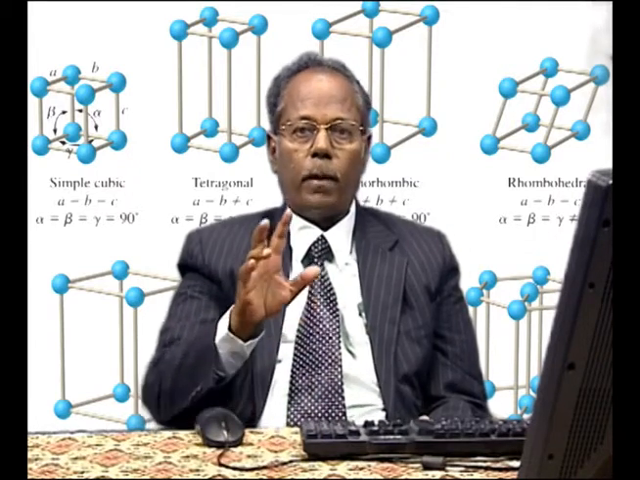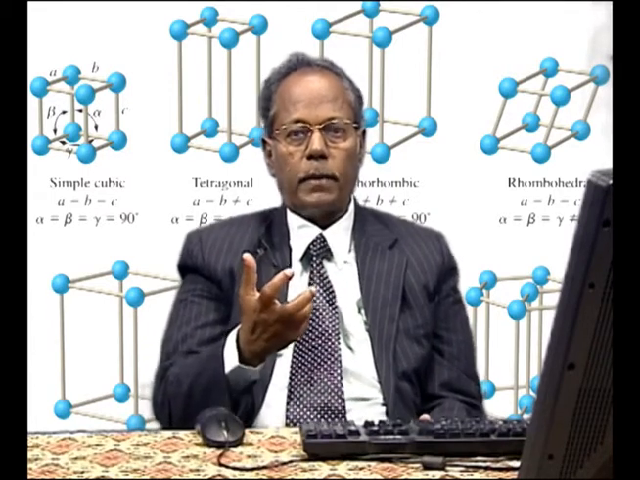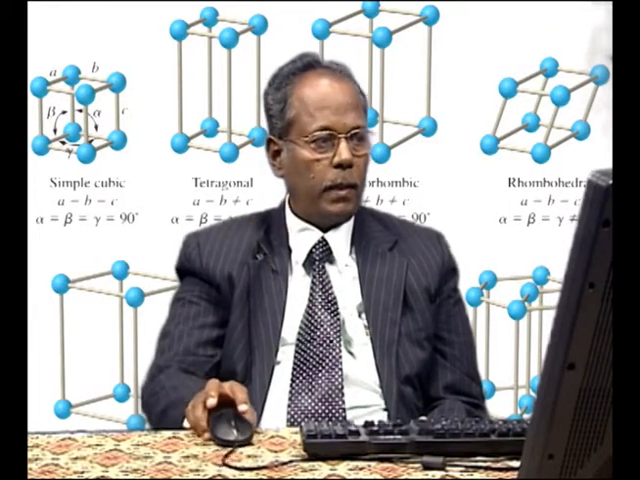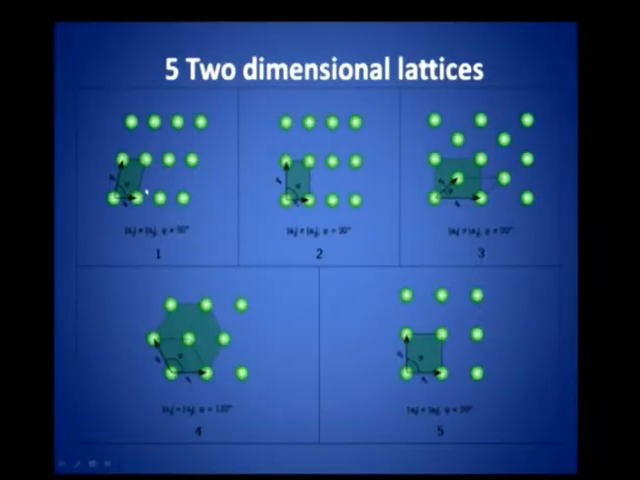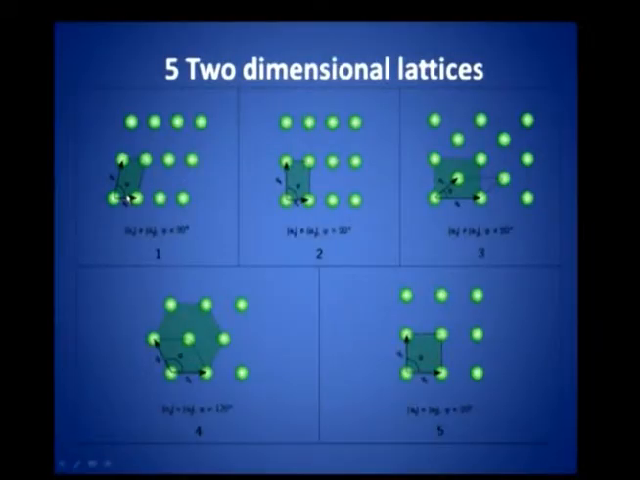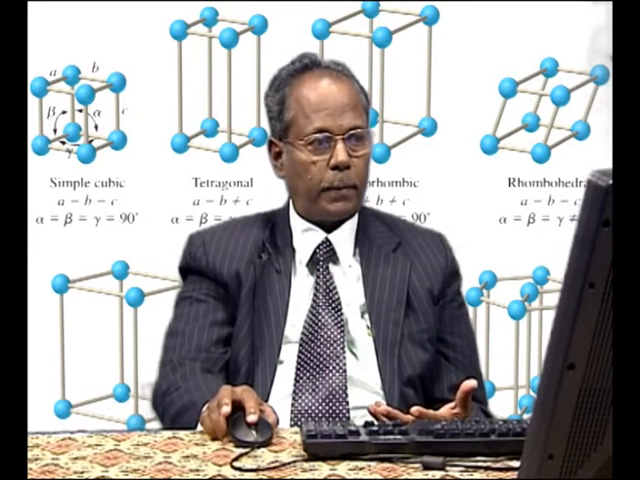So, from the discussions that we had so far, in 2 dimensions there will be 5 possible lattices, right. So, the magnitudes are given here, this is one lattice, this is a unit cell. So, in 2 dimensions there will be 5 possible lattices. We have to find out how many lattice types there are in 3 dimensions.